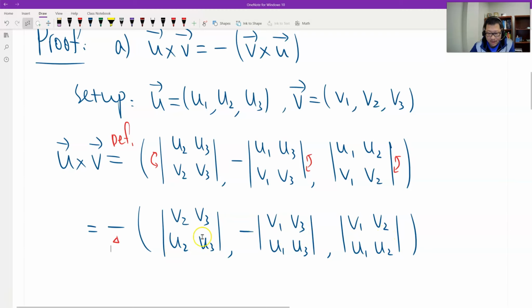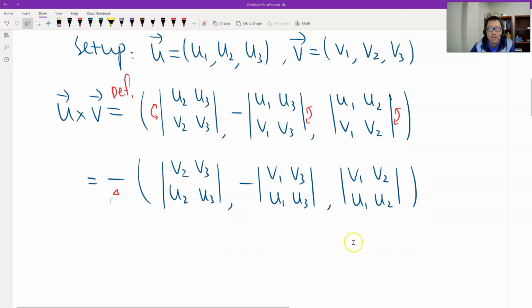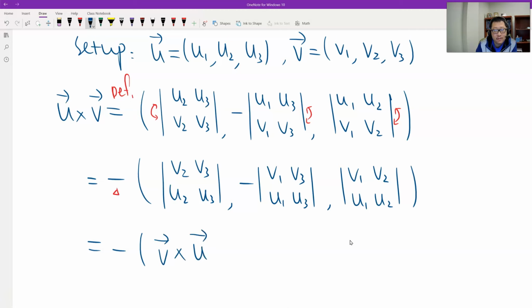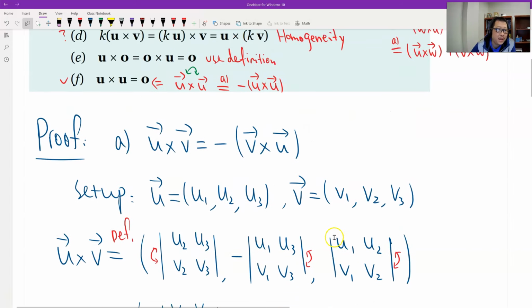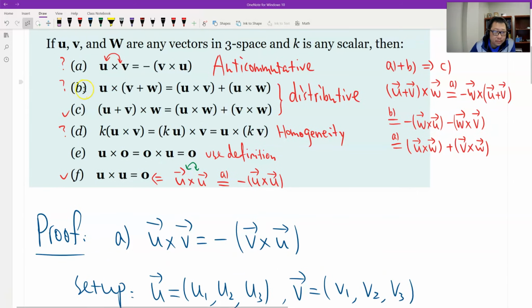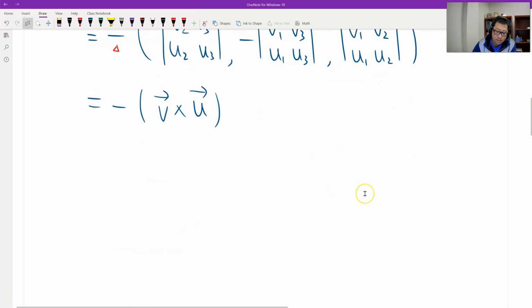And then we look at the definition. So here is the cross product, right? So this is the cross product of V and U. Yeah, that's good. So anticommutative is easy to see. And then one more: B, distributive, for U, V and W. Okay, so which is B.